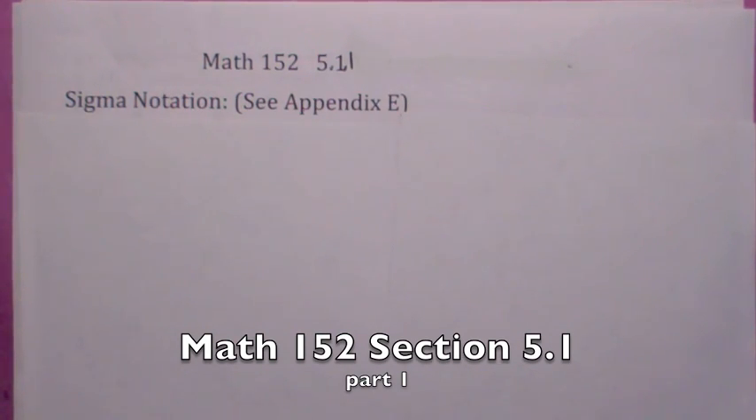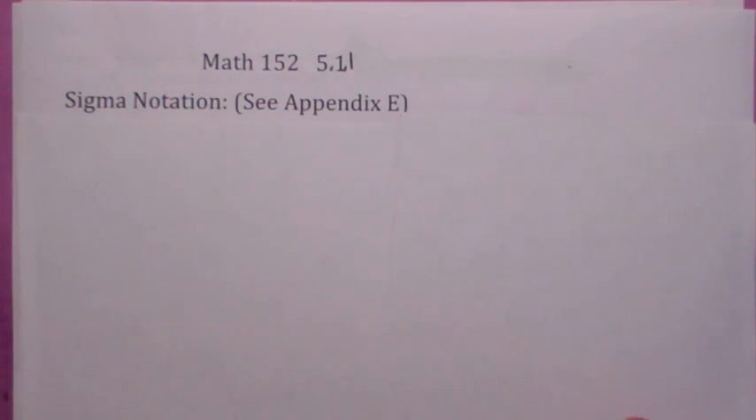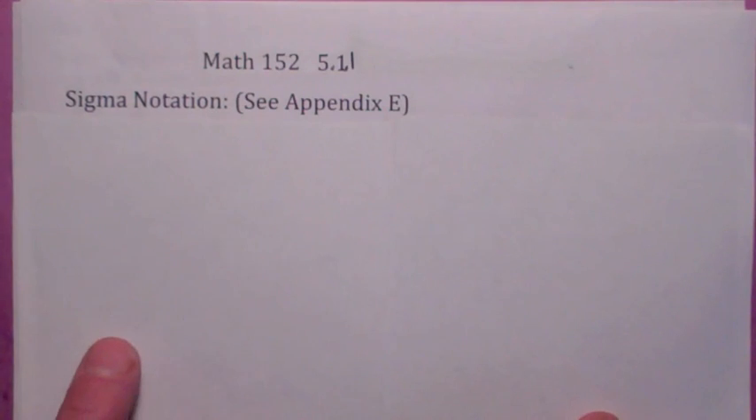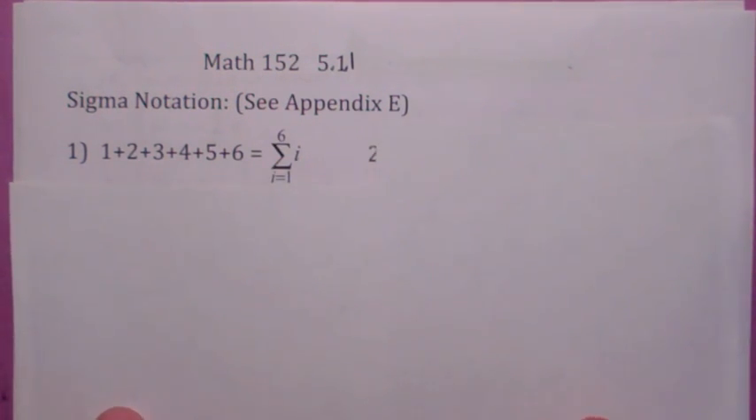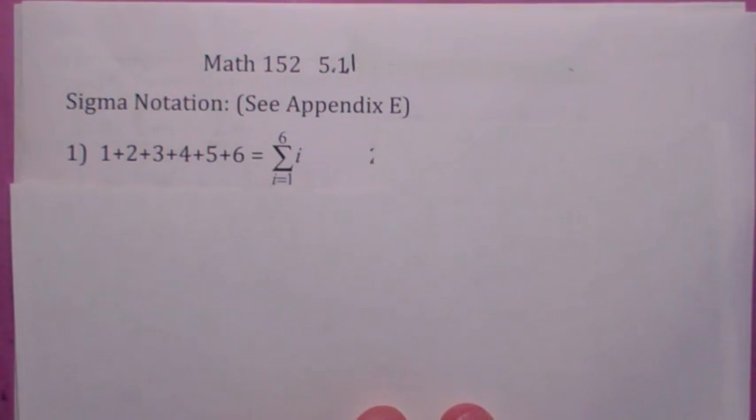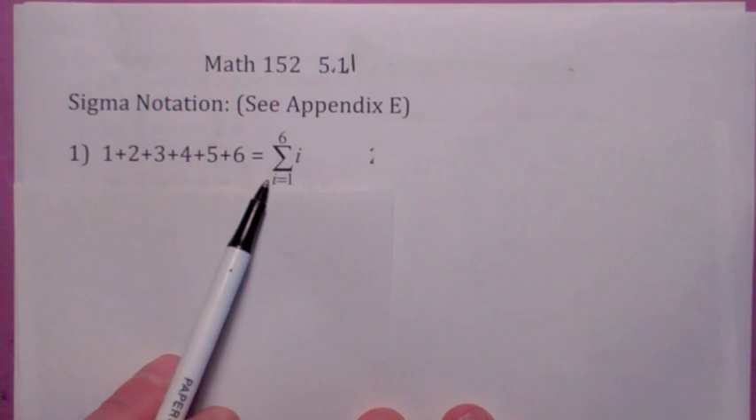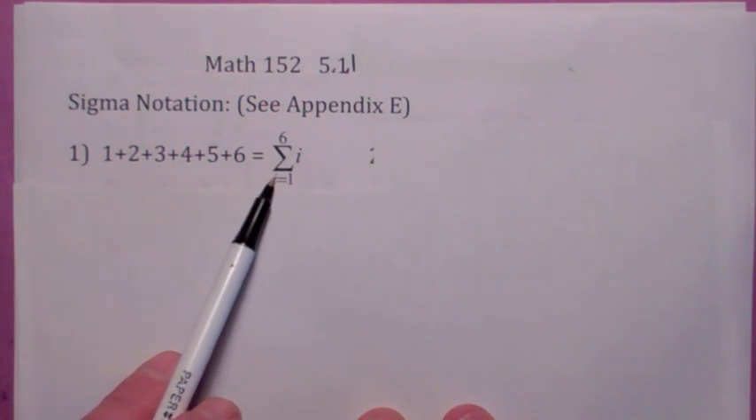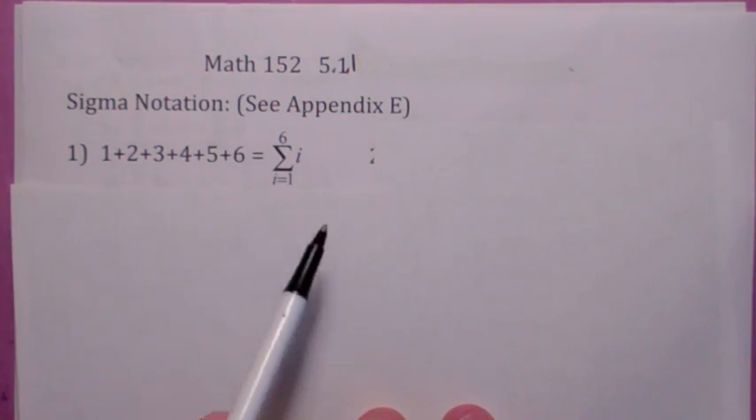Okay, before we get into the key idea of the chapter, and actually the whole course, I want to talk about some notation you need to know. Some of you might already know this. Sigma notation or summation notation. The idea is when you're adding up a bunch of numbers like this, it can be written more compactly as the sum i equals 1 to 6 of i.